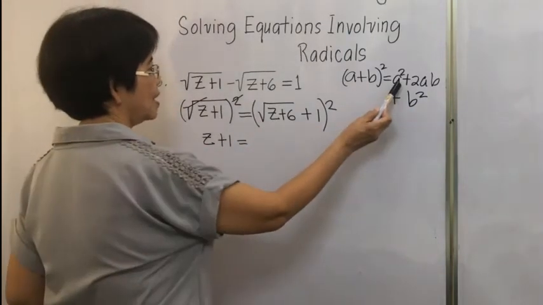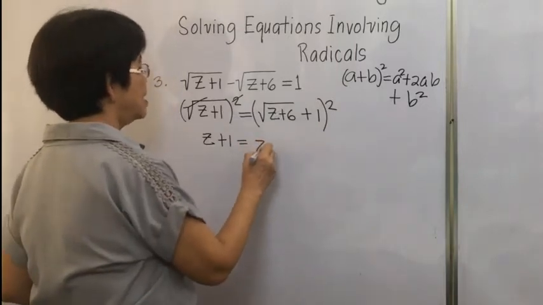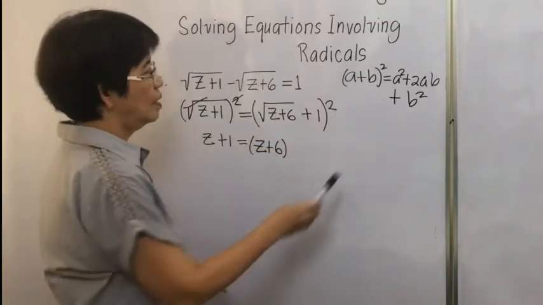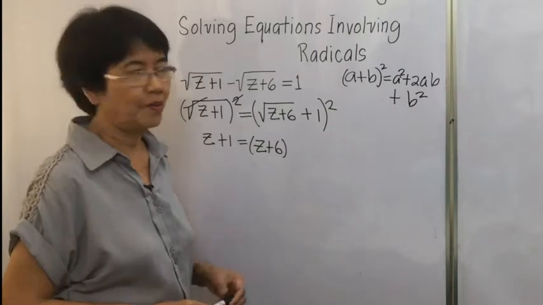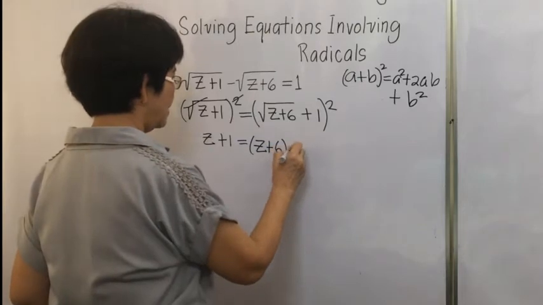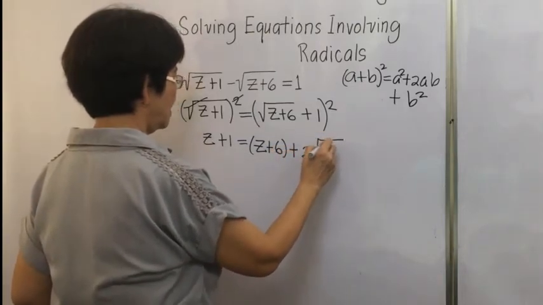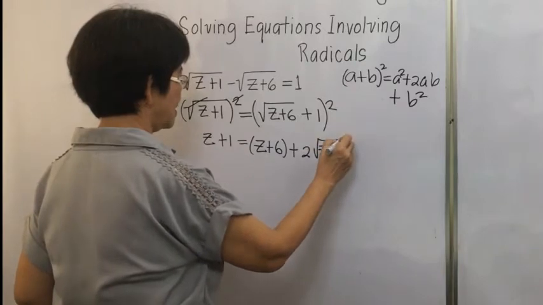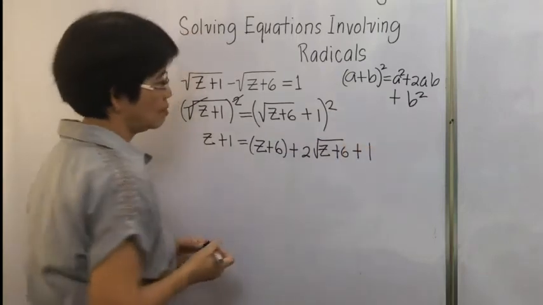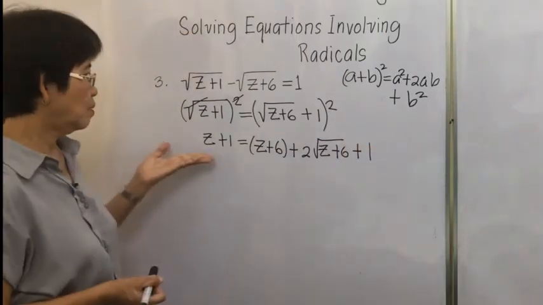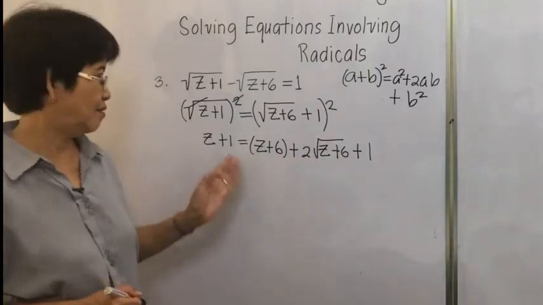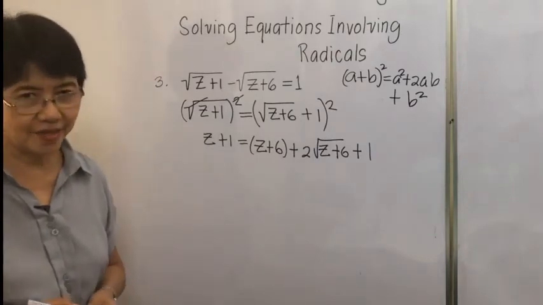So we first get the square of this. So we have z plus 6. And then 2ab. So we simply multiply this by 2. So plus 2 square root of z plus 6. And then b squared. So you have 1 squared is equal to 1. So our equation still has one radical on the right side. So we will isolate once more.